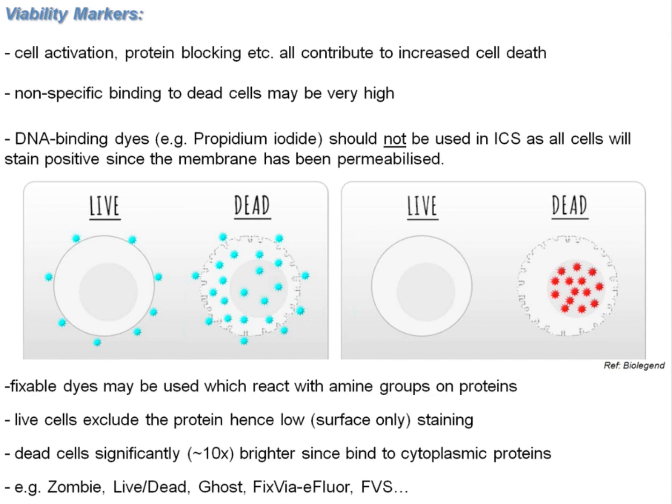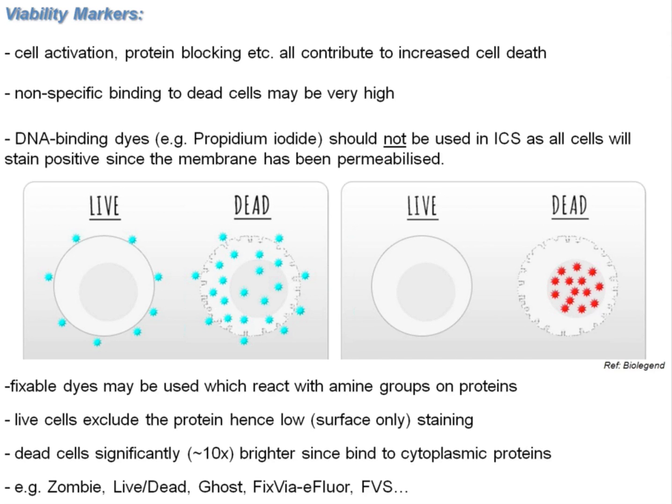Now, traditionally, the viability markers such as propidium iodide, which are DNA binding dyes which we use in a lot of live cell assays, we can't use them in intracellular cytokine staining, because by its very nature, in intracellular cytokine staining, we need to kill all the cells or permeabilize all the cells. So if we were to use propidium iodide, they would essentially all stain positive. So this isn't an assay we can use.